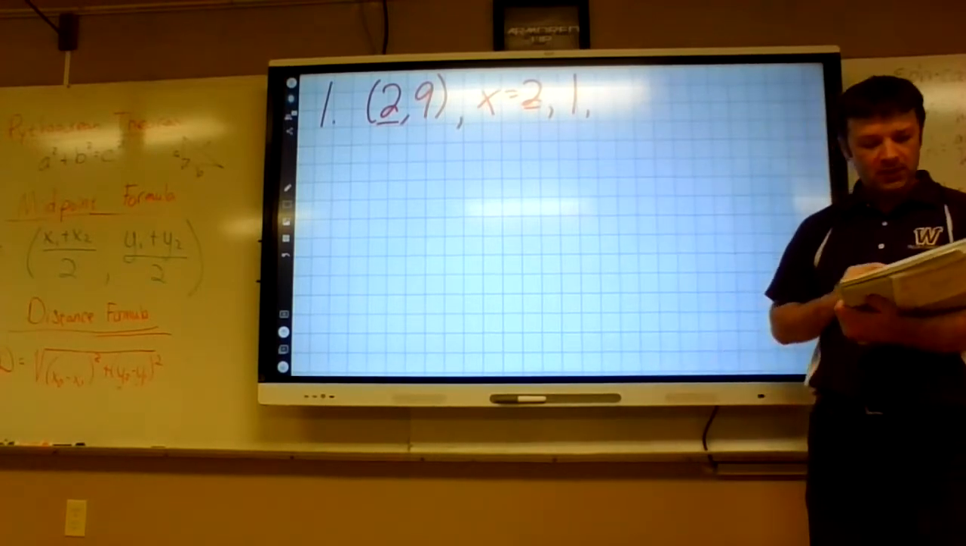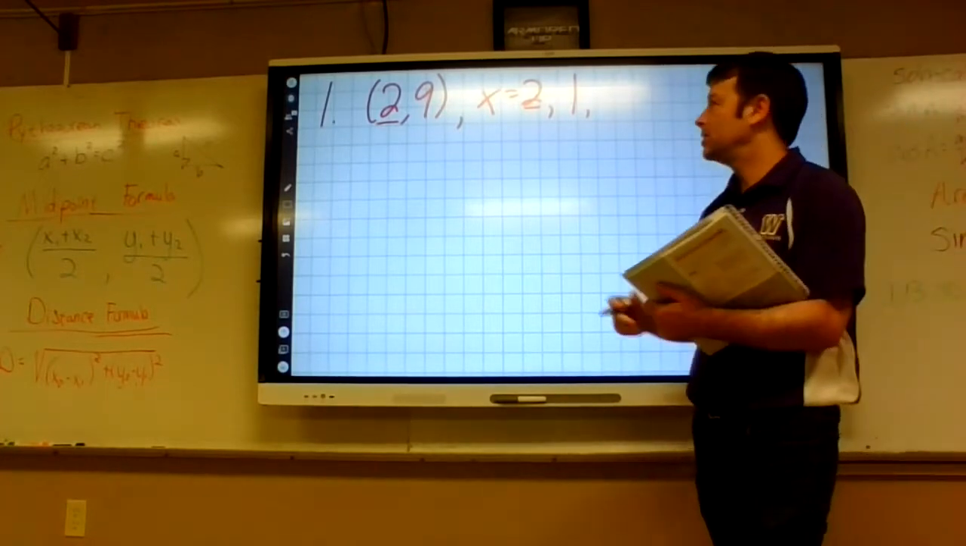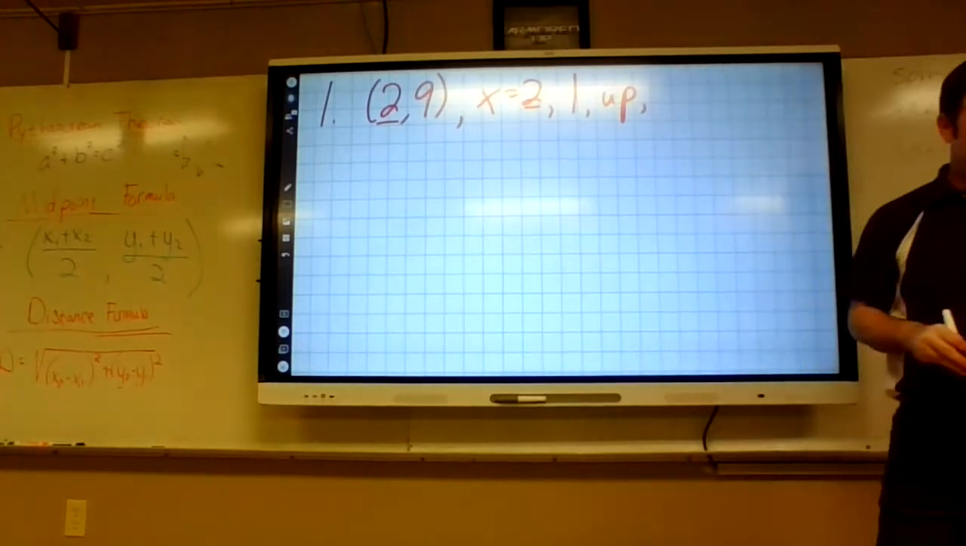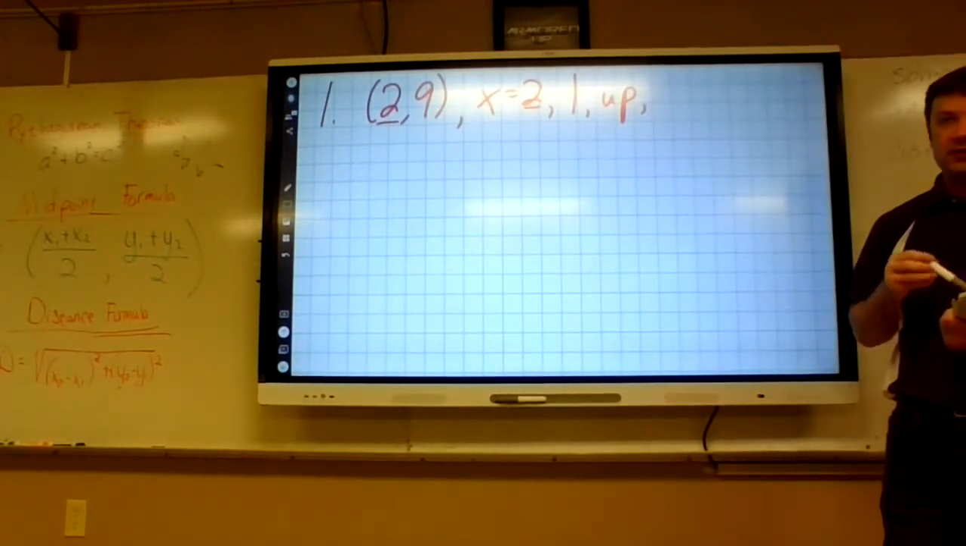Okay, so what direction is this parabola going to open? Up, because it's positive. Because it is a positive. So number 2 would be going down because of the negative in front.